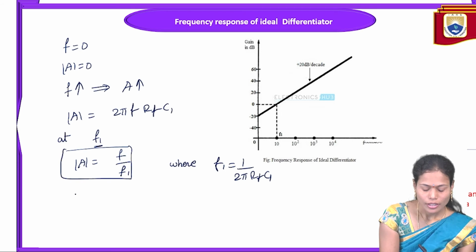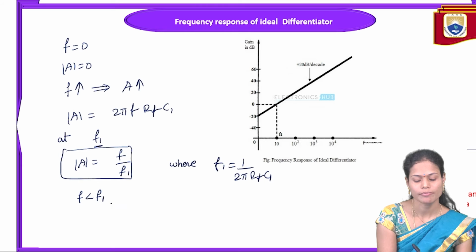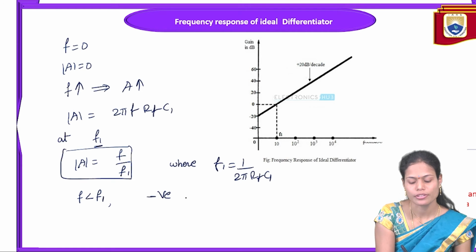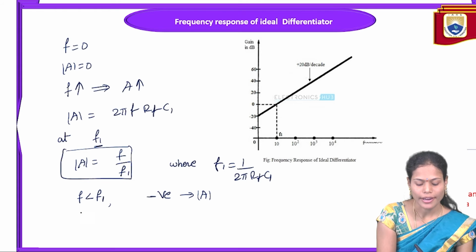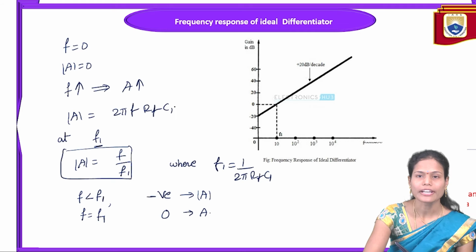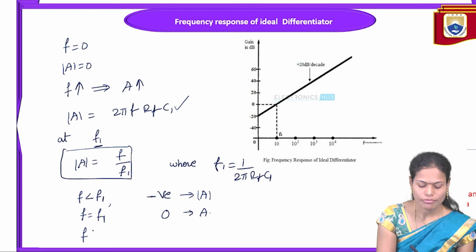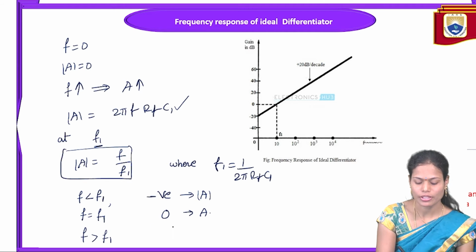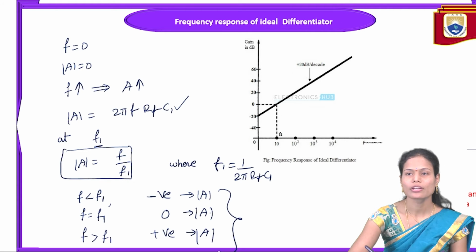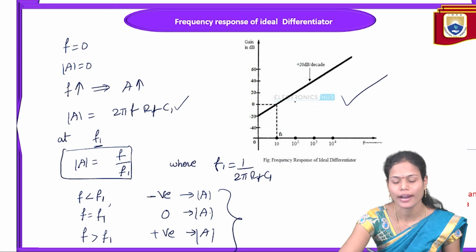And here, if our applied input signal frequency is less than this cutoff frequency F1, in that case we will get the value of gain as negative. And suppose our applied input signal frequency is equal to this cutoff frequency, in that case we will get the gain value as 0. We are writing from this magnitude equation only. Or else if your applied input signal frequency is greater than this cutoff frequency, we will get the positive value of the gain. So all this we can observe in the frequency response of the ideal differentiator.